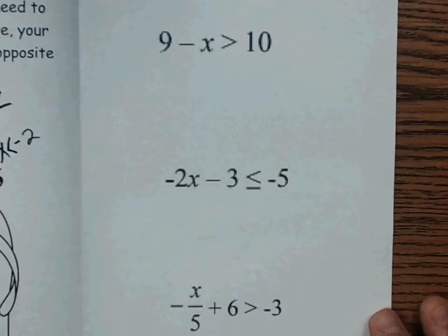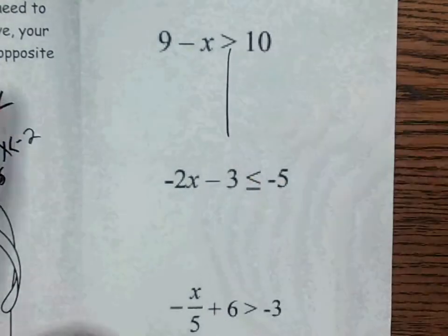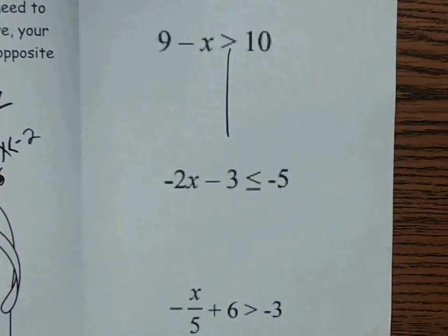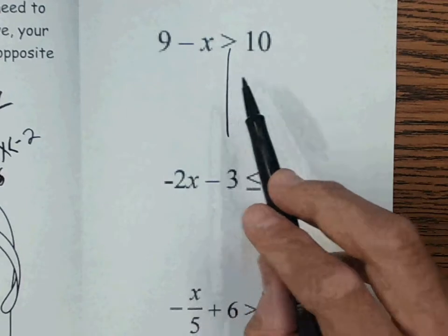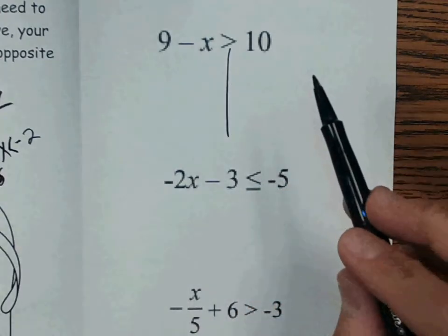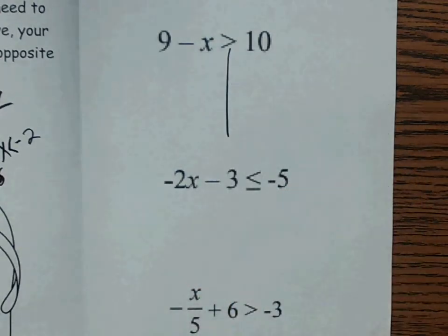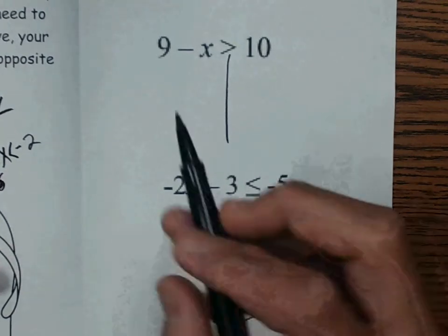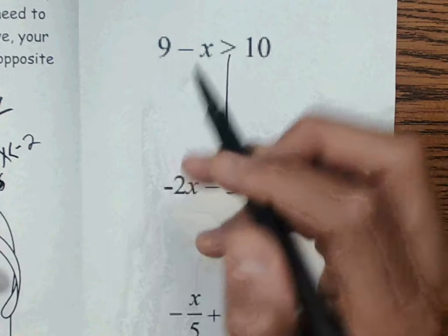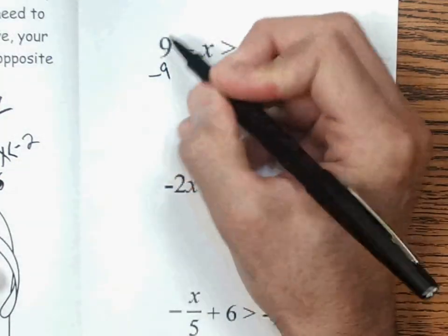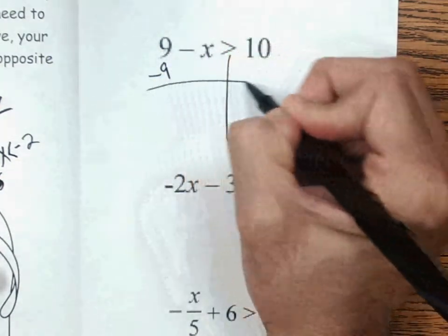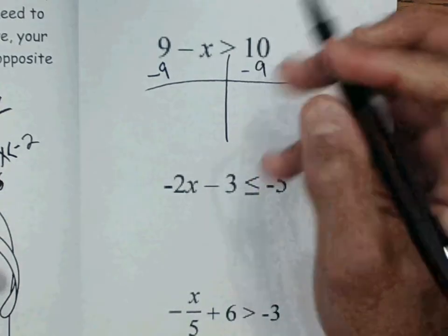Let's go to this side. All right, so I'm going to draw my train track to split both sides. I got 9 minus x is greater than 10. Well, we first want to zero out any constants. That means any just numbers by themselves, anything being added or subtracted. In this case, it's going to be the 9. I want to zero out that 9. It's a positive 9, so I'm going to zero out with a negative 9. And you do the same thing on your other side.